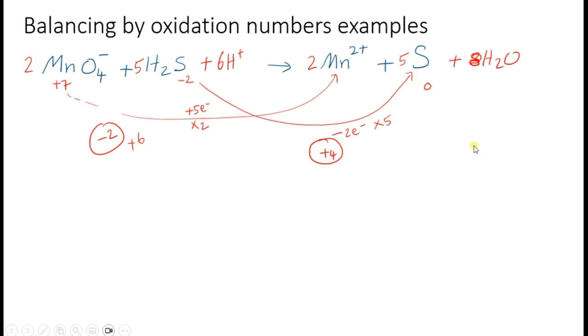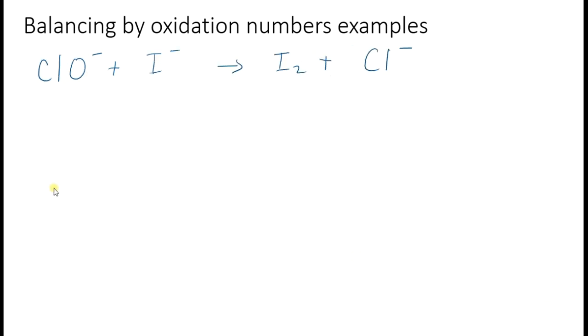You will be given whether something is acid condition or not to start with, and then you go ahead and use this method. Okay. So next one, you try this oxidation. So this is acid condition. First with the oxidation numbers, this is plus 1 for chlorine here, and that's minus 1.